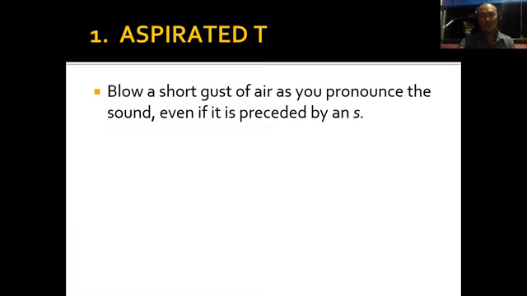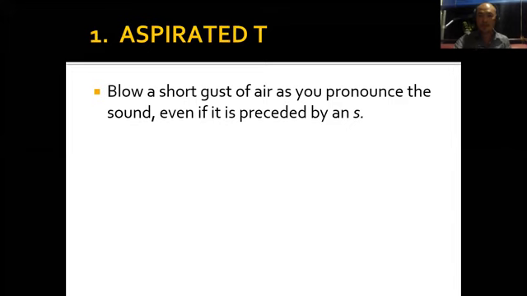Okay, so first we have this aspirated T. Okay, so with this aspirated T, you'll just have to blow a short gust of air as you pronounce the sound if it is preceded by an S. Okay, so I'm gonna get some paper. Okay, so you have the piece of paper here with me. So this piece of paper, you face the corner on top. Okay, so like this. Then you cover your mouth with the edge. Okay, try blowing the paper. It should move like this.